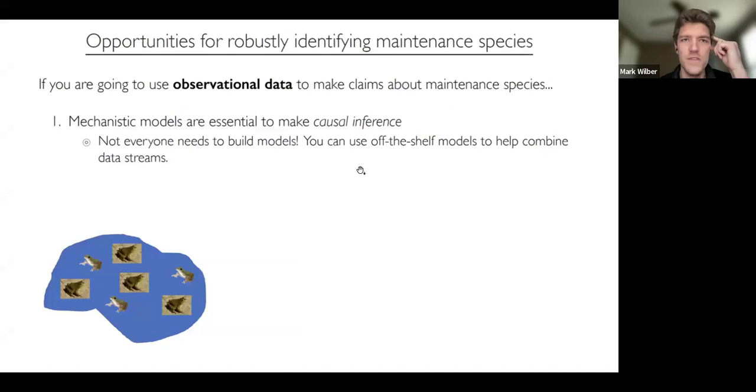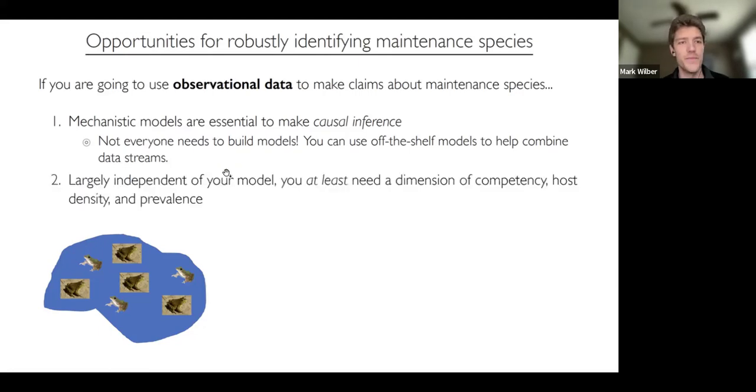So I just want to leave you with 2 opportunities for robustly identifying maintenance species in particular systems that you're interested in. So if you're going to be using observational data, which if you're a wildlife biologist, you're going to have to do this at some point, right? Observational data is oftentimes our bread and butter, right? Mechanistic models are essential for causal inference. Asking about reservoir maintenance species is a causal question, and you can't make causal inference without a causal model. All right. You don't have to be building models on your own. You can collaborate.